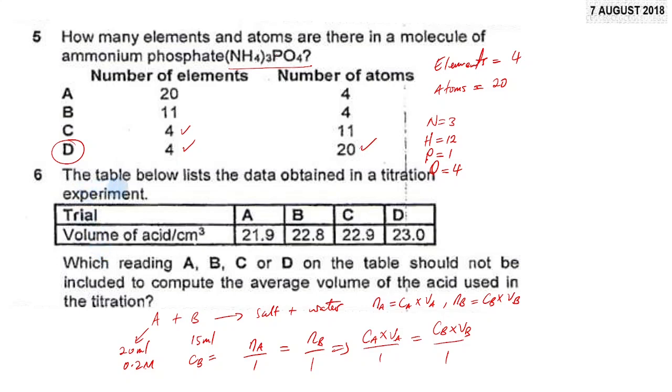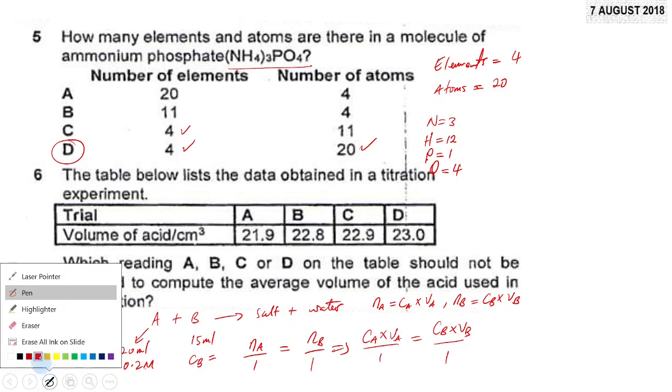Now, they're saying the table below lists the data obtained in a titration experiment. So for trial, we have A, B, C, D, meaning they had 4 trials. Then volume of acid in cubic centimeters. In trial A they got 21.9, trial B 22.8, trial C 22.9, then trial D 23.0. Then here they ask us which reading, A, B, C, or D on the table, should not be included to compute the average volume of the acid used in titration. Now, let me just clear out this information here.